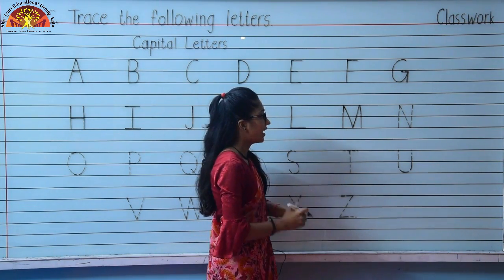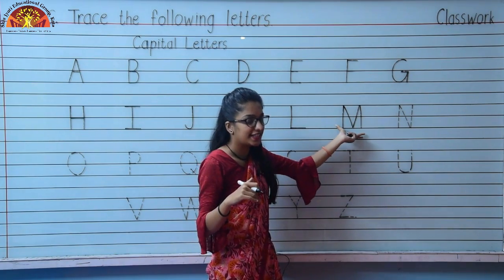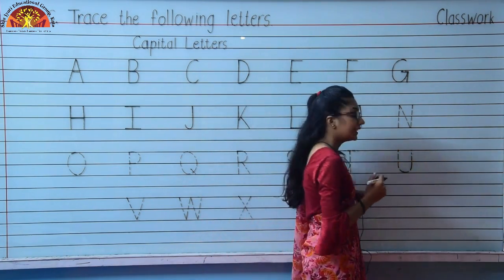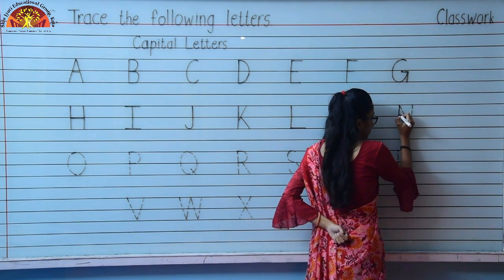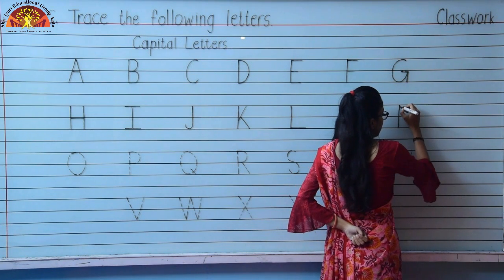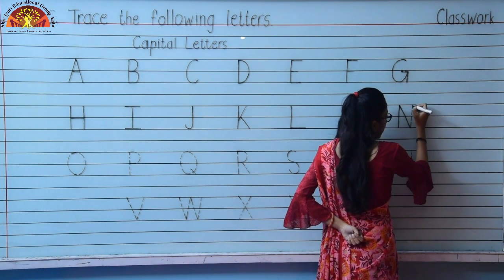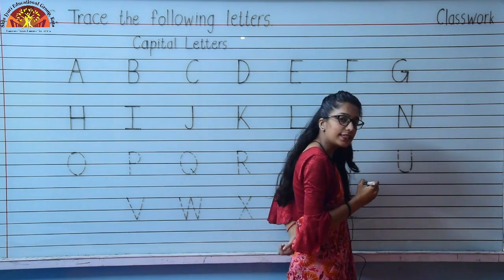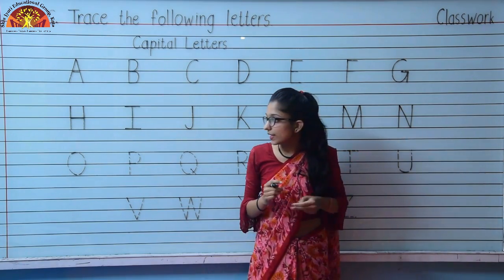Now what comes after capital letter M? Tell me. It's capital letter N. So draw standing line, slanting line, again standing line, like this. This is capital letter N. Now move to next one.